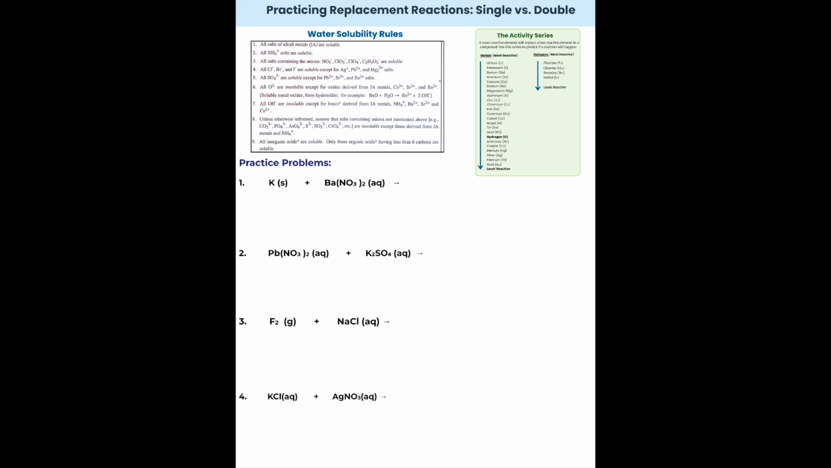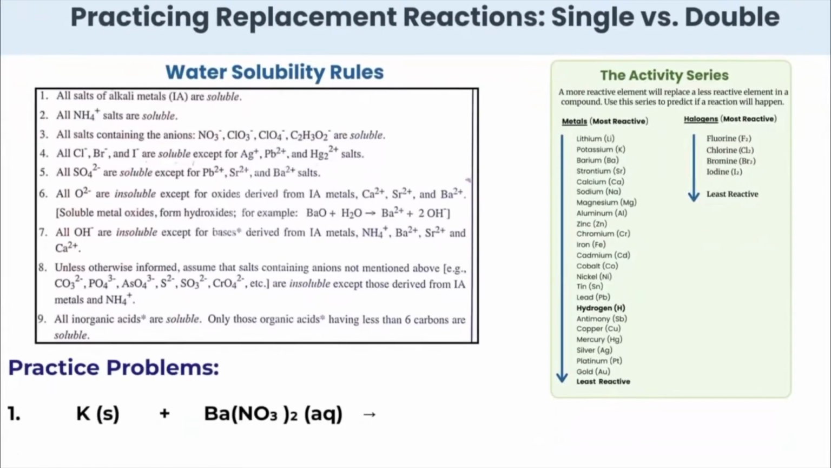Now, before I solve these problems, I encourage you to pause the video and try them yourself. Then go ahead, press play, and we'll walk through them together step by step. Okay, so in the first problem, we have K, which is potassium, and it's written by itself as a solid. And this is just a quick reminder that anytime you see a metal written by itself, no subscripts, no charges, it's a solid. The only weird exception we talked about before was mercury, which is a liquid. But in general, metals by themselves are solids.